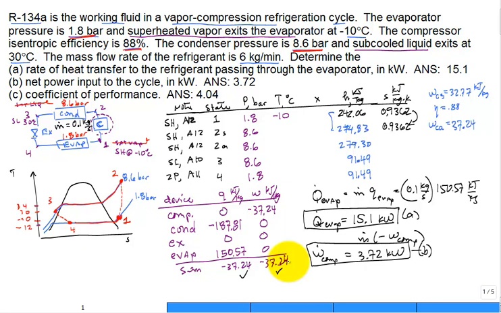And then the coefficient of performance, COP, is the ratio of what you desire to what you pay. We desire a lot of heat removal. What's our heat removal? It's our 150.57 per energy input, 37.24 work input. So our coefficient of performance for this refrigeration comes in at 4.04. And that's the answer to C. Well, I hope that was helpful.